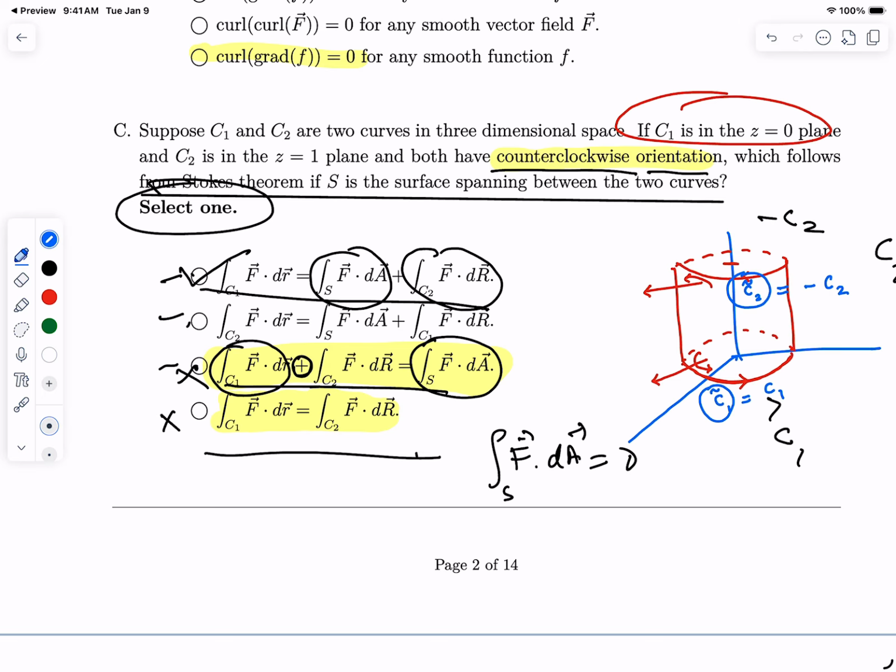So when you see C1 or C2, they are counterclockwise, but the theorem and its orientation gives us counterclockwise and then clockwise. If you convert clockwise to counterclockwise, there appears a negative sign. That's the whole reason that you will see a negative sign, and because of the negative sign, the first one seems to be true.